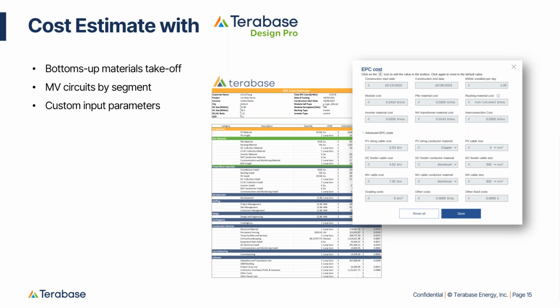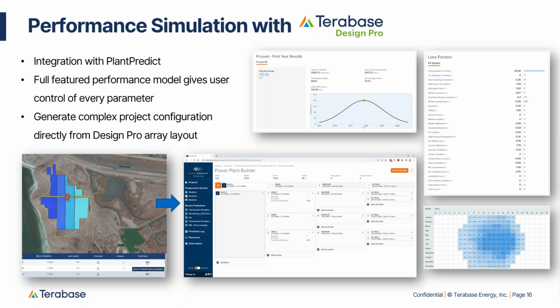Then that bill of quantities is used to generate an indicative EPC cost estimate. Terabase offers you some default assumptions, which you can use, or you can input your own cost assumptions and have that run against that BOQ. The cost estimate is going to include material, labor, and overhead costs. Design Pro also takes and passes that detailed power plant configuration over to PlantPredict. It'll generate a block builder prediction in PlantPredict, which then gets you an accurate and bankable energy yield result for your scenario.